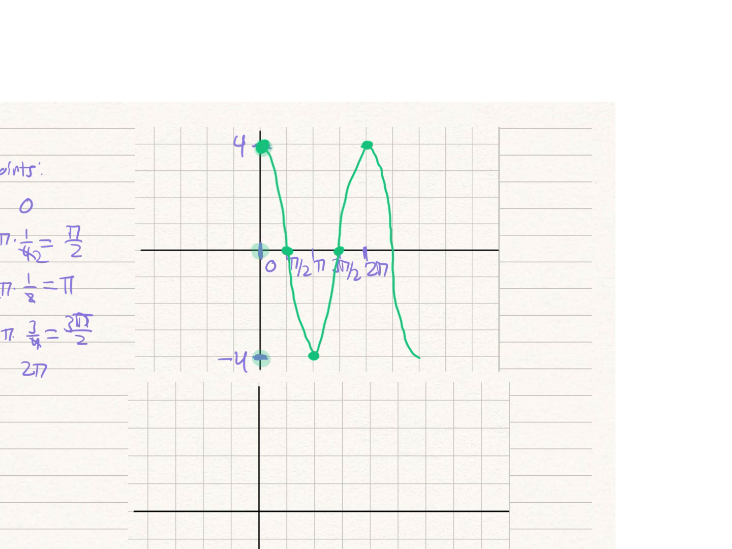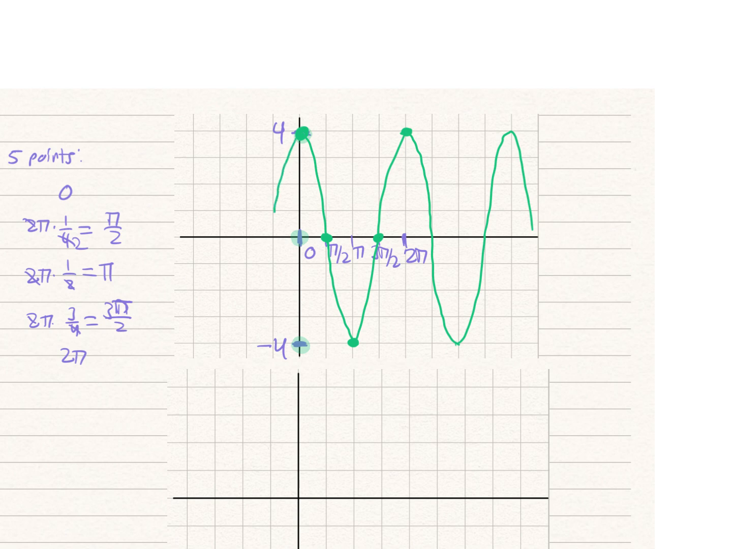Since there's no reflections or shift, you can continue this curve in both directions, right? It's going to look something like that. All right, something like that is going to be your cosine curve.